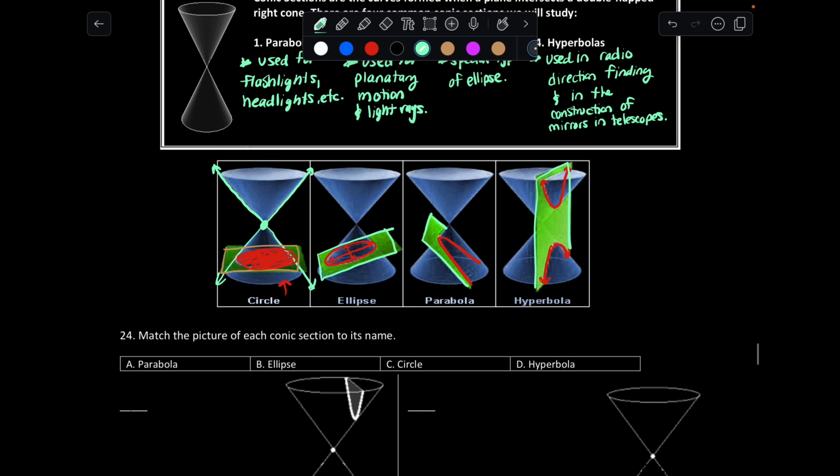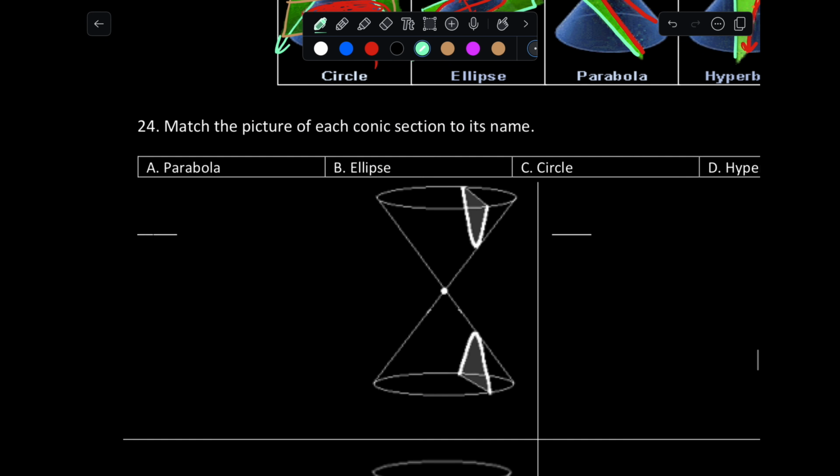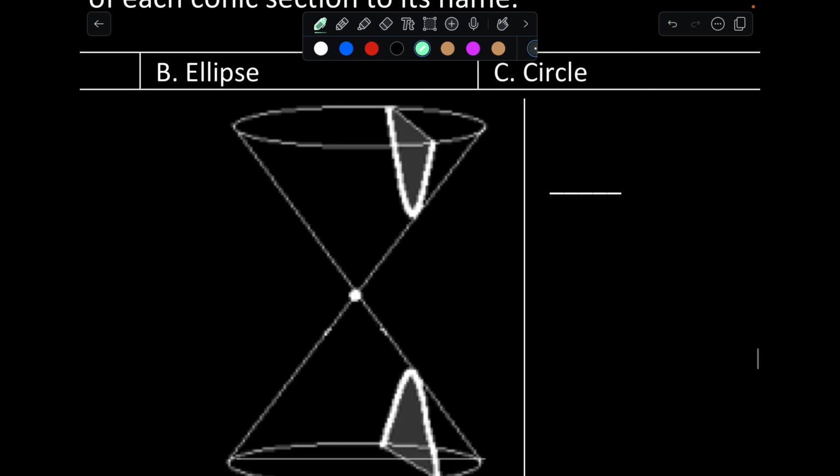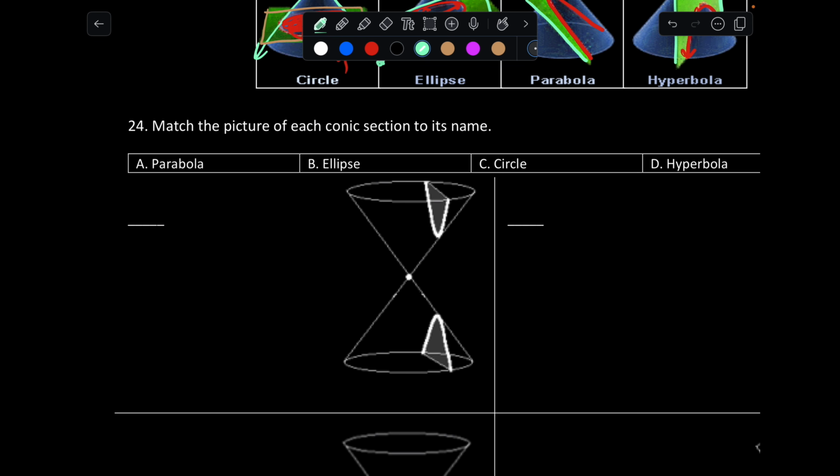And again, any way that you rotate that two-dimensional plane, it will only create one of these four conic sections. All right, so match the picture of each conic section to its name. So the first one here, if you look, there's only one conic section that passes through both nappes, and that is the hyperbola. So that will be D.